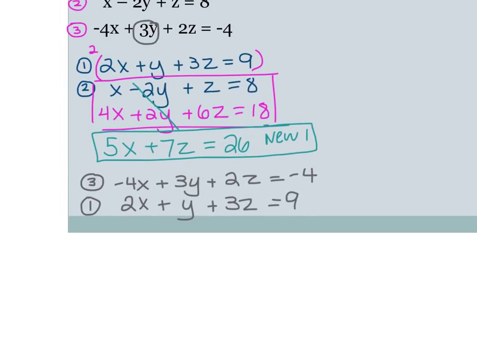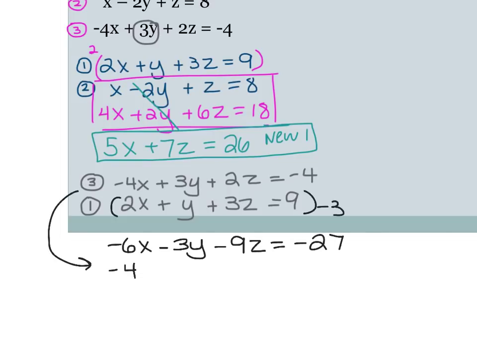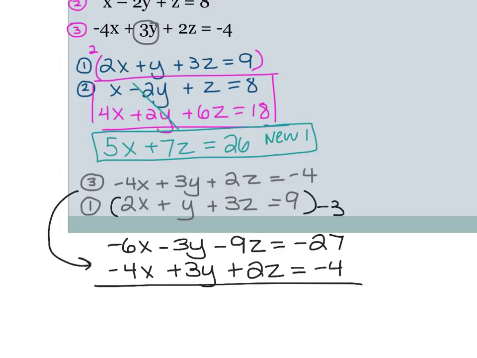So I'm going to pick 1, 2x plus y plus 3z equals 9. And I need to cancel out the y's, so I'm going to multiply this by negative 3. Multiplying by negative 3 results in negative 6x minus 3y minus 9z equals negative 27. And then I'm going to bring down the original 3: negative 4x plus 3y plus 2z equals negative 4. Now I'm adding the bottom 2. Negative 10x, the y's cancel, minus 7z equals negative 31. And this is new 2.